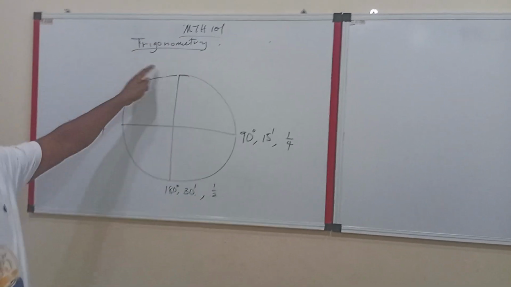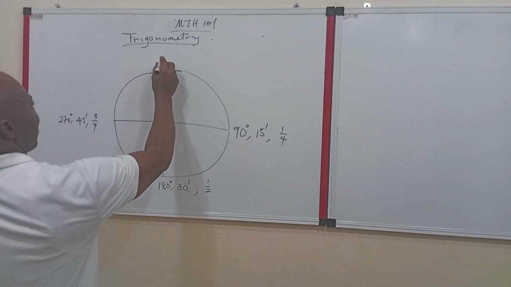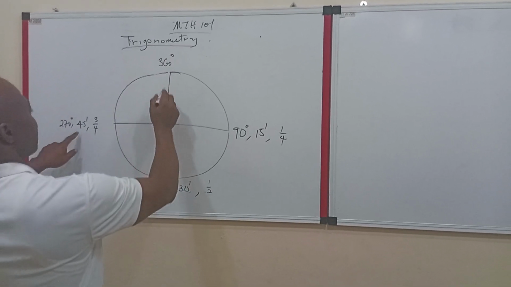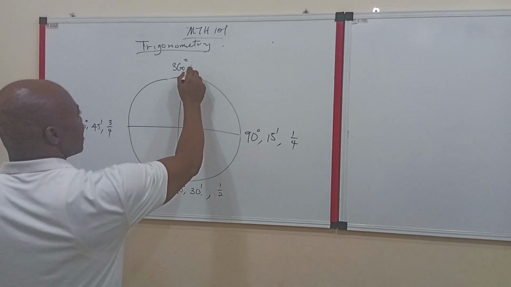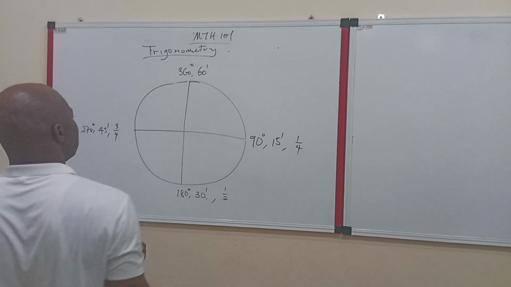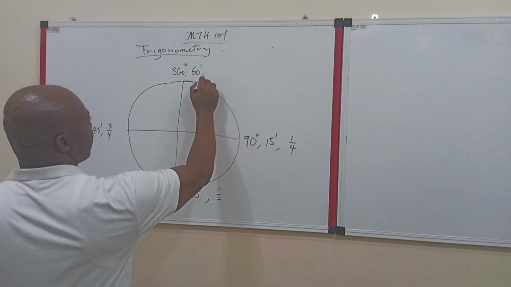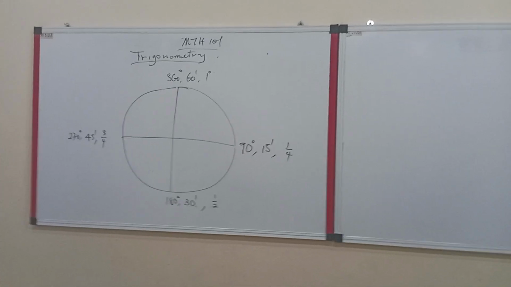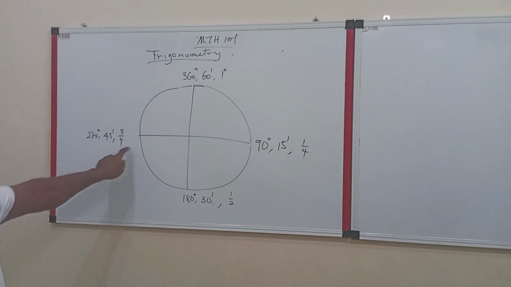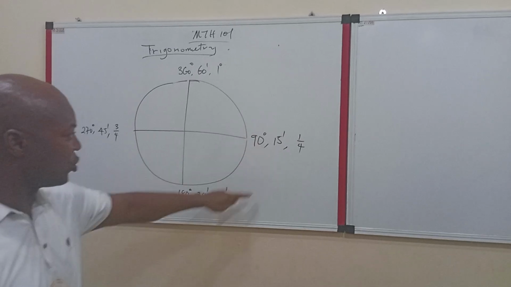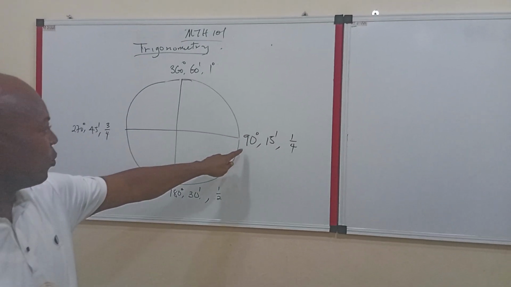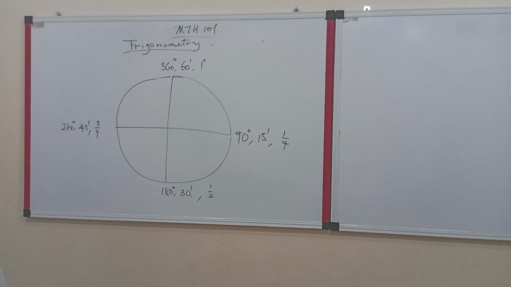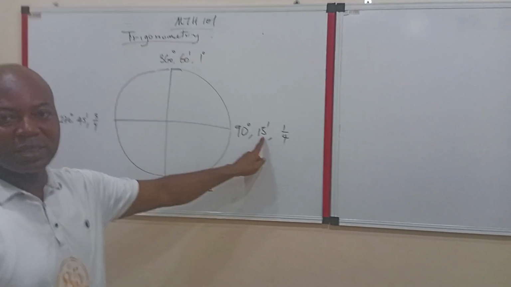Now, if it comes back to this space, then in terms of degree, we have 360 degrees. In terms of minutes, we have 60 minutes. Then in terms of 1 here, we have 1 degree. So this is the relationship that we have. We can talk about this in terms of degrees and minutes.